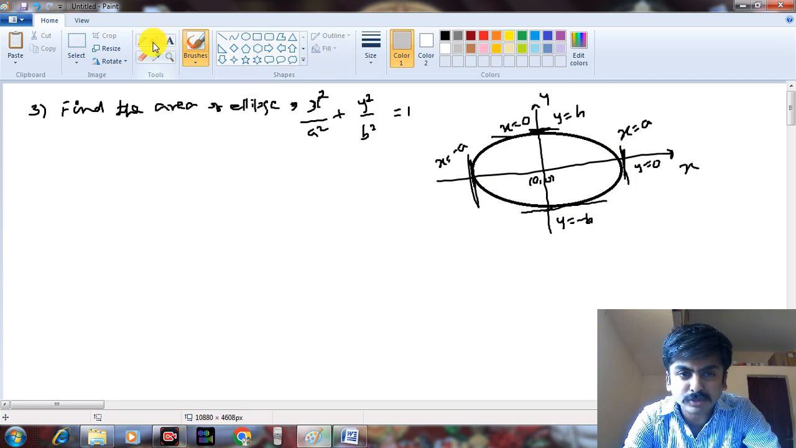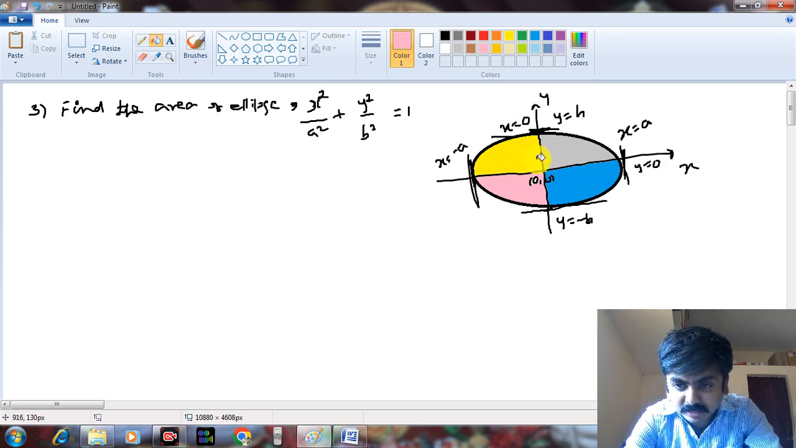The area of ellipse will be the area covered by one quadrant into 4. So it is enough to find the area of one quadrant, and after multiplying it by 4, we can easily identify the area of the other quadrants. So in this, I am considering the positive quadrant, the first quadrant, because in the first quadrant both x and y are positive.